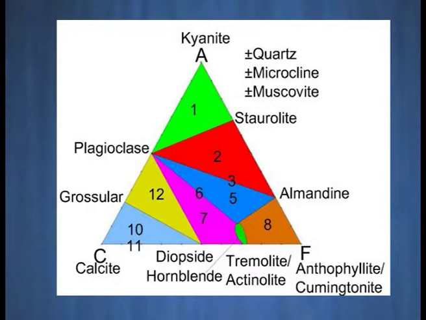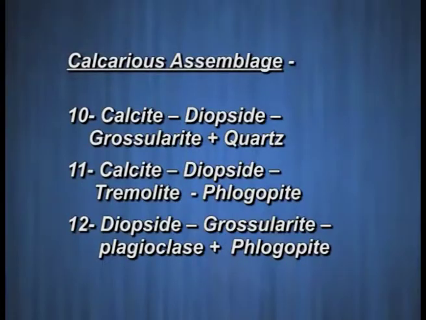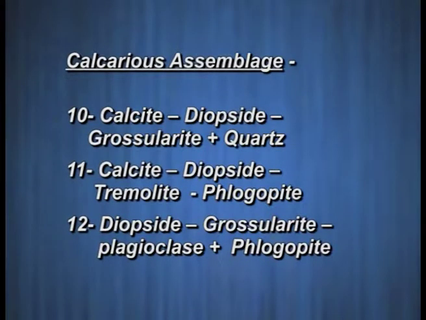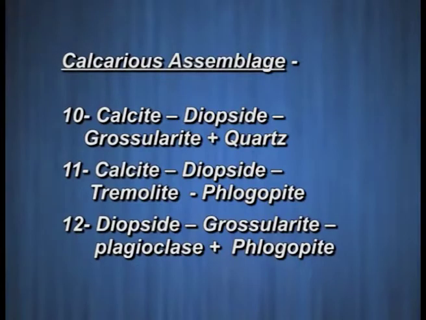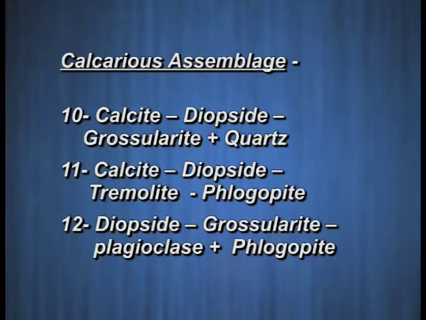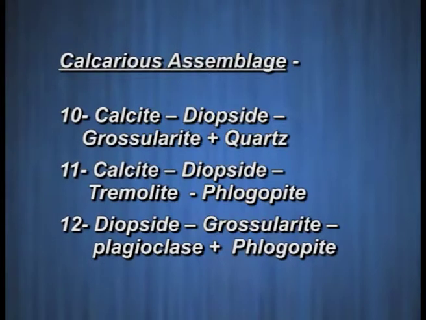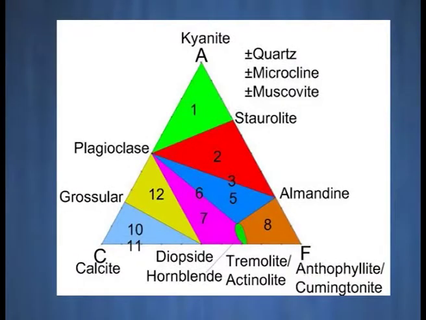The next important assemblage is your calcareous assemblage. Assemblage number 10 is your calcite, diopside, grossularite plus quartz. Number 11 is your calcite plus diopside, tremolite plus or minus phlogopite. Assemblage number 12 is your diopside, grossularite, plagioclase plus phlogopite.